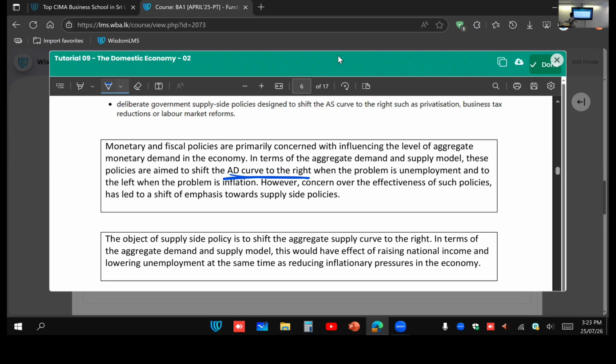However, concern over the effectiveness of such policies has led to a shift of emphasis towards supply side policies. But when you take supply side shocks and supply side measures or strategies taken by the government, these are not that crucial because why? This will have some other impacts on the economy as a whole. So imagine, when you take monetary policy for example, what's the basic aim behind the monetary policy of a country? Basic aim.